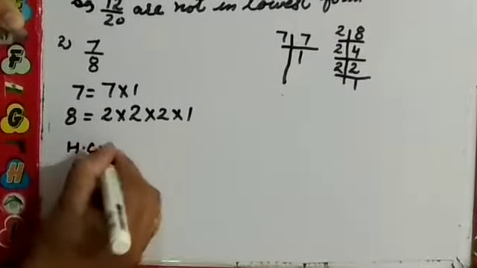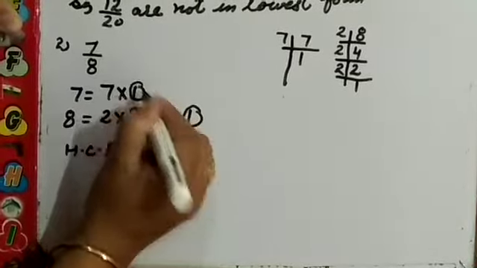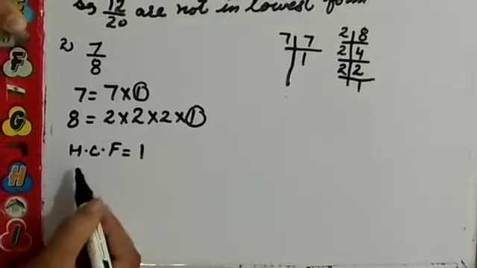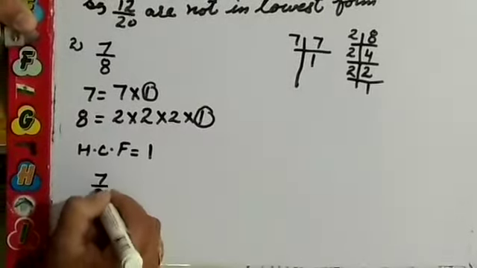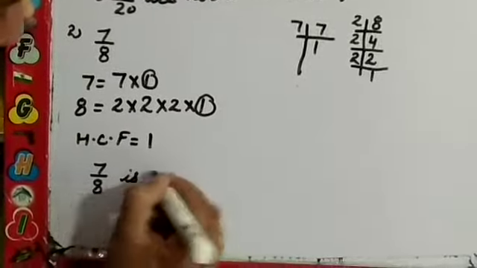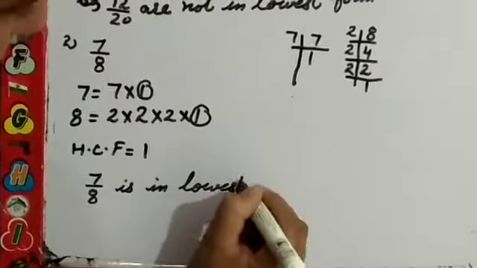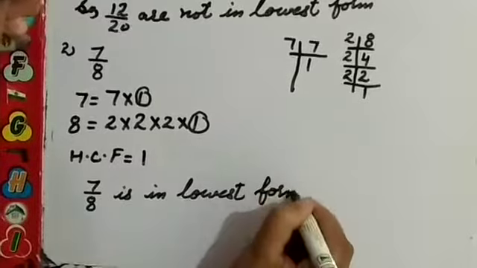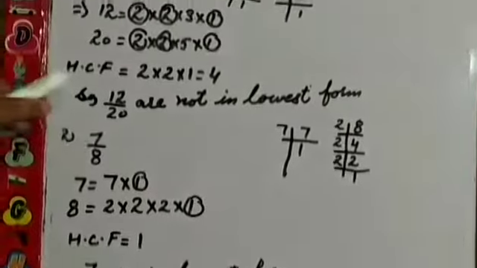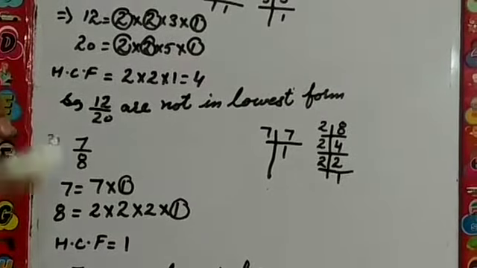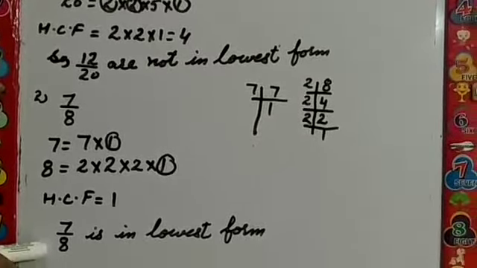Now HCF, highest common factor. Which number is common here? Only 1 is common here. Now beta look here carefully. If your HCF is 1, then you can say 7 by 8 is in lowest form. Clear beta? If your HCF is any number other than 1, then the fractions are not in lowest form. If HCF is 1, then you can say the given fractions are in lowest form.